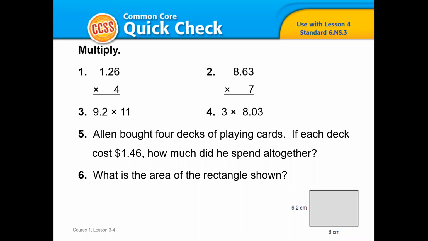Hey, welcome back. This is Math, Chapter 3, Lesson 4, Multiply Decimals by Decimals. We always start with a review of the previous lesson.